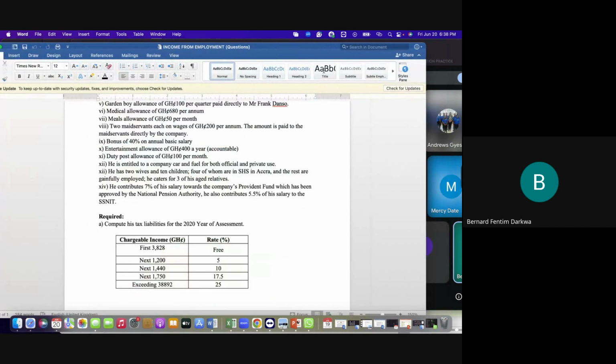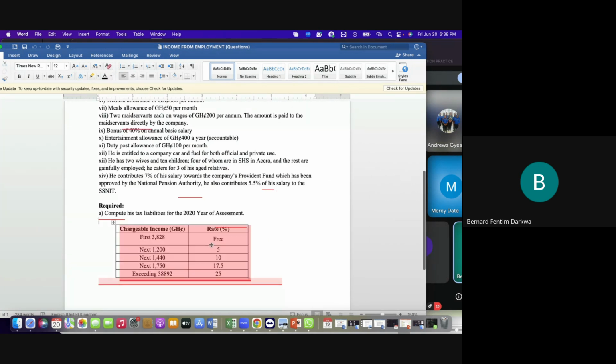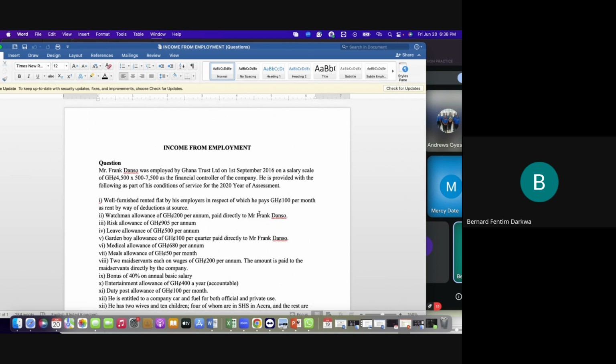Now the table will always be given to you, so that after you have gotten the chargeable income, you use it to do the computation. Before you start using the format, you see that the question didn't give us the basic salary directly. So that's what I want you to do right now. Let's calculate the basic salary from this information I've highlighted. Do you understand what I'm saying? I want everybody to calculate the basic salary for me.